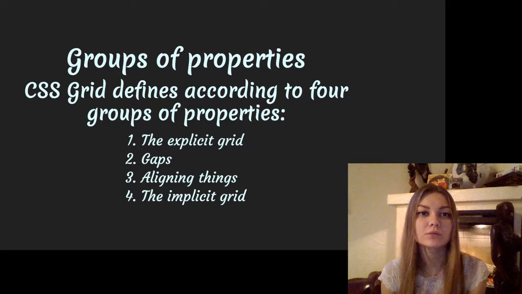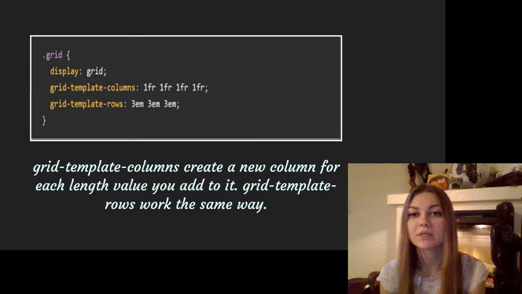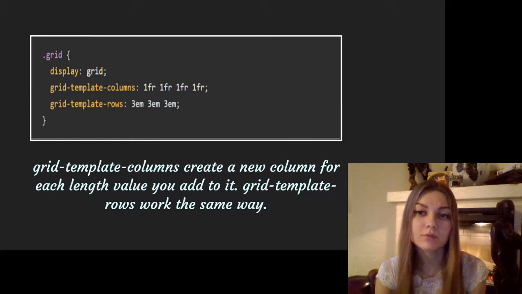CSS Grid is defined by four groups of properties: the explicit grid, gaps, aligning things, and the implicit grid. Let's say you want to make a grid with 4 columns and 3 rows. If you declare the number of rows and columns in your grid, the grid is explicit. Grid-template-columns lets you define the number of columns. Grid-template-rows lets you define the number of rows. Grid-template-columns creates a new column for each length value you add to it. In the grid-template-columns declaration above, we have four 1fr values. This means 4 columns. Grid-template-rows works the same way.